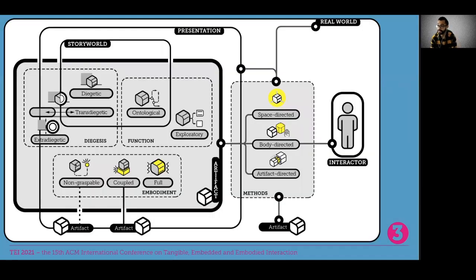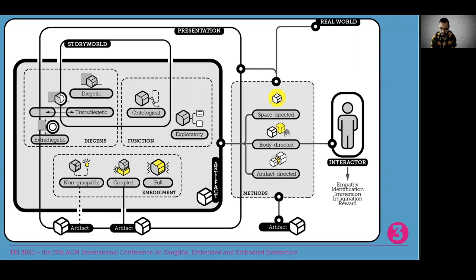We could say they are space directed, in which the artifact and the user or the interactor negotiate a space. Body directed, in which the artifact creates a relationship with the interactor's body, so it can be worn or it can be moved through the hand, for instance. Or artifact directed, in which the artifact has relationships to itself, things that can change in the artifact, or that has a relationship with other artifacts. And so these methods mediate between the interactor and the artifact itself.